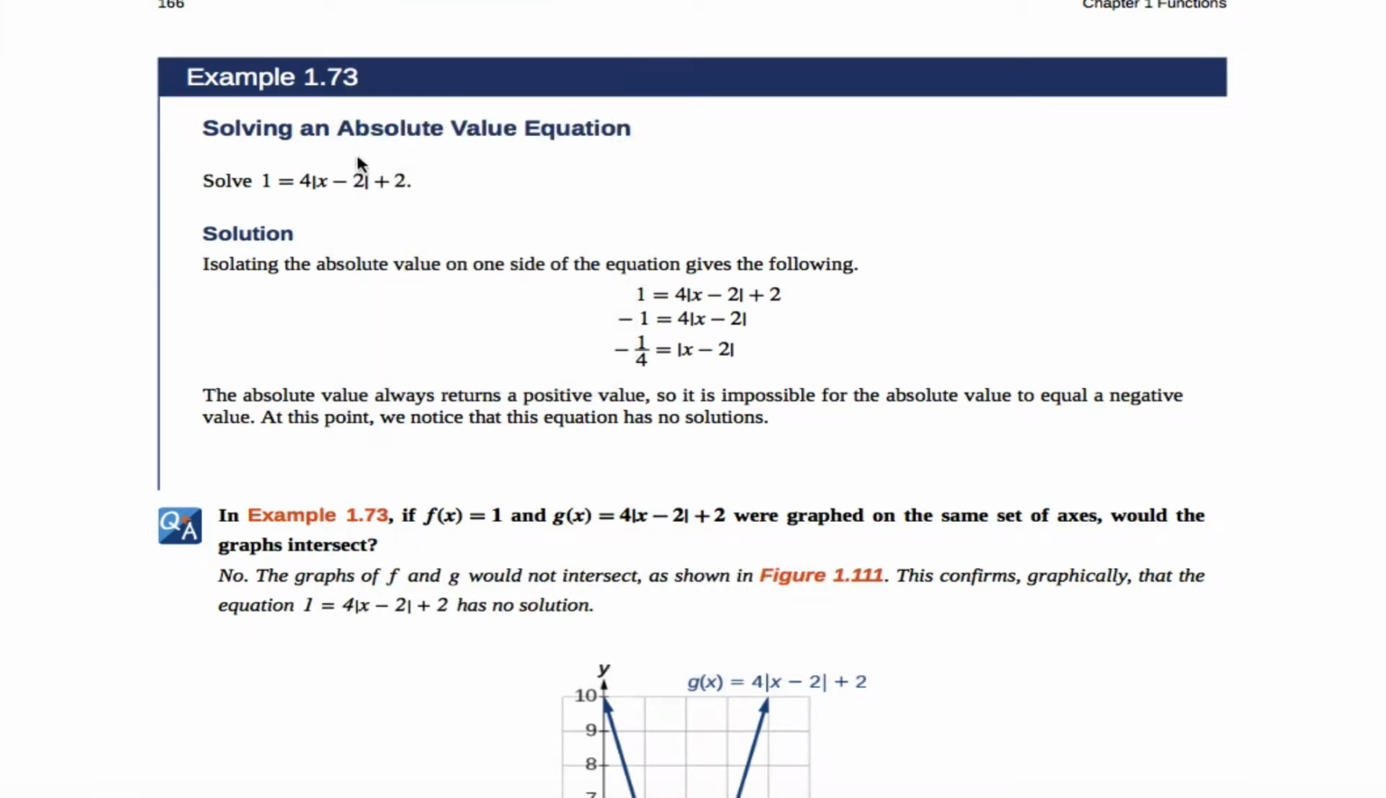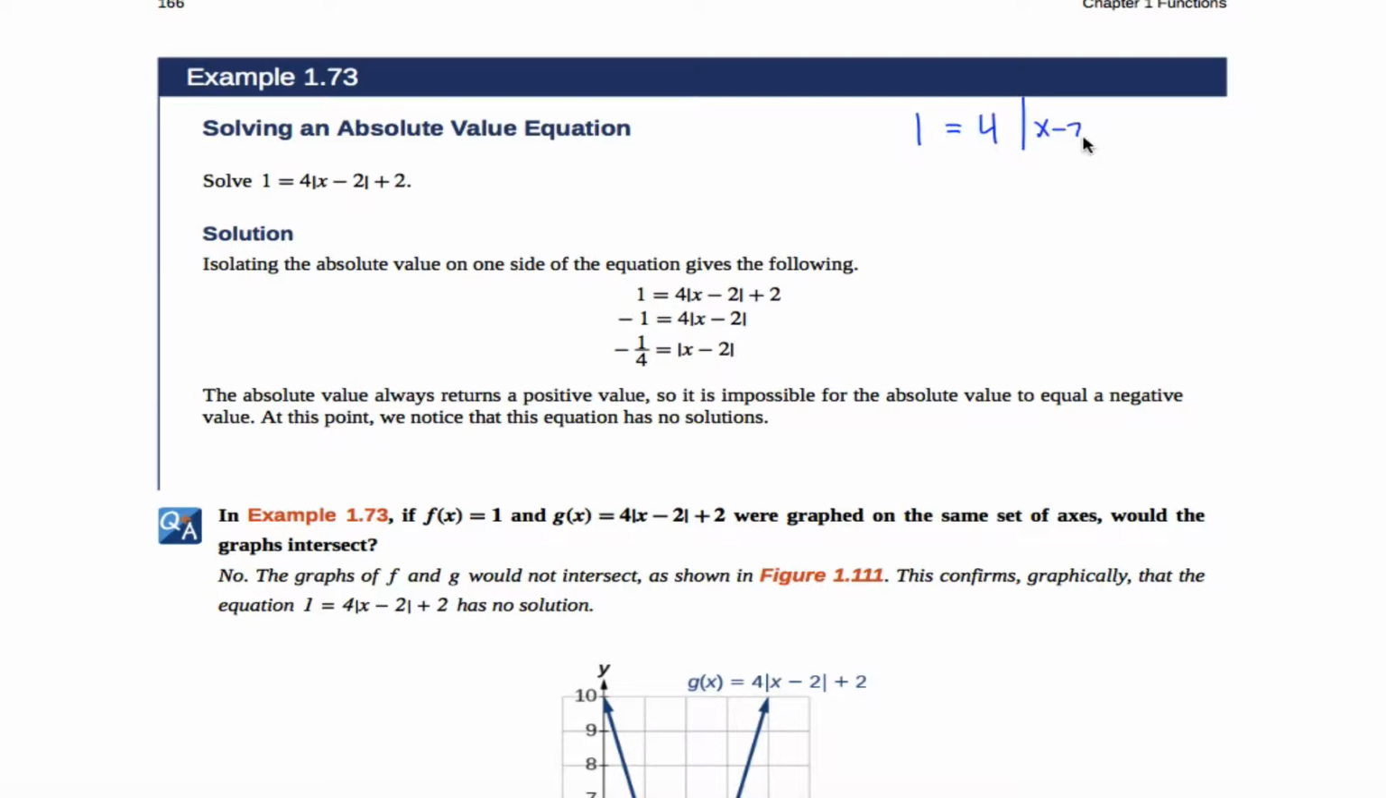All right, here's example 1.73, OpenStax PreCalculus. This is a really good example to do. Maybe, well, let's just work through it. So you're asked to solve this equation. Now, this looks pretty similar to some that I've done in the past. Why are you making such a big deal about this?